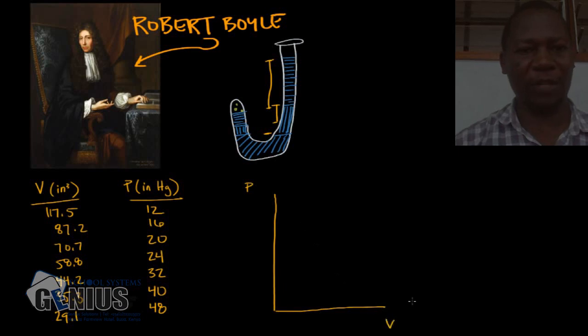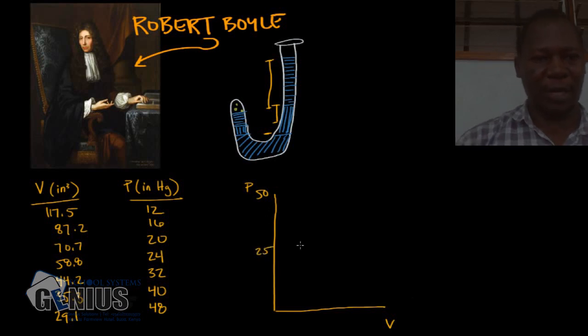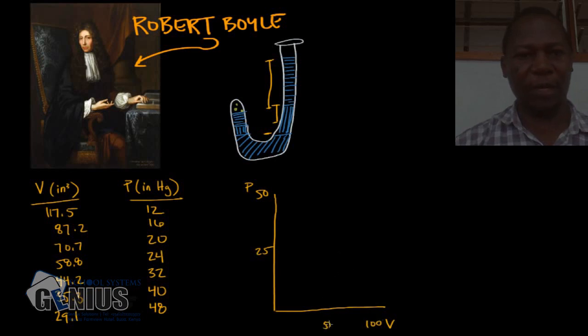He had a graph with pressure as a function of volume. If we look at our pressure, about the highest it gets is 48 inches. So we'll make the top 50, and the middle part you can say is 25 as a kind of benchmark. And if you look at volume, the highest value is 117. So we'll make it 100, and we'll go a little bit over, and we can fill in our graph. So 50, 25, and 75 cubic inches for volume.